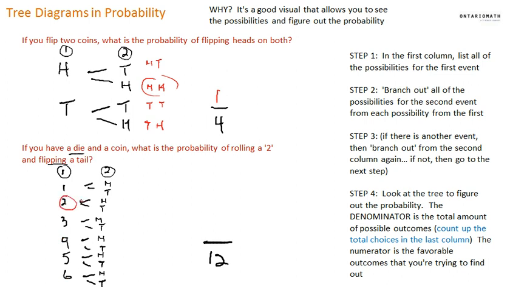I have two choices, 2 and heads, but that's not it. I need a 2 and a tail. And look, there's only one possibility of a 2 and a tail. So my probability is actually only 1 out of 12. There are 12 possibilities, and only one actually fits the criteria, what I want.